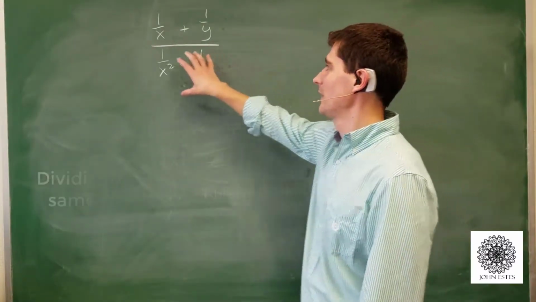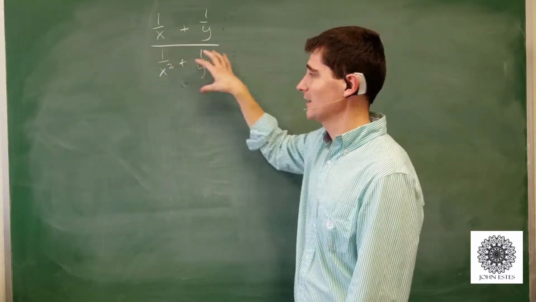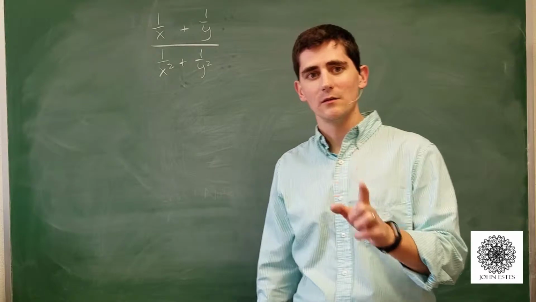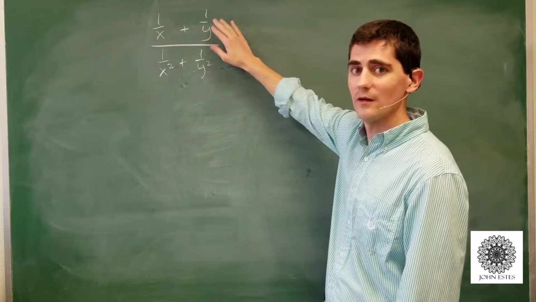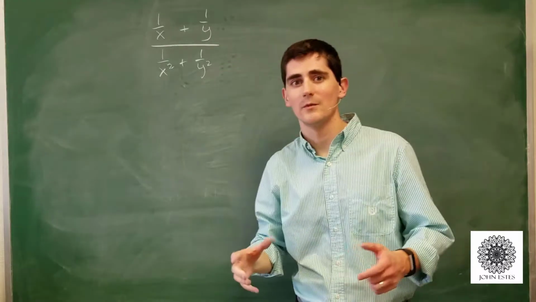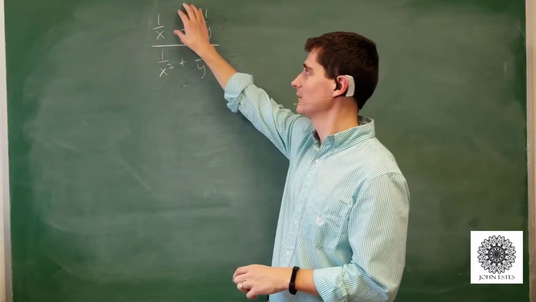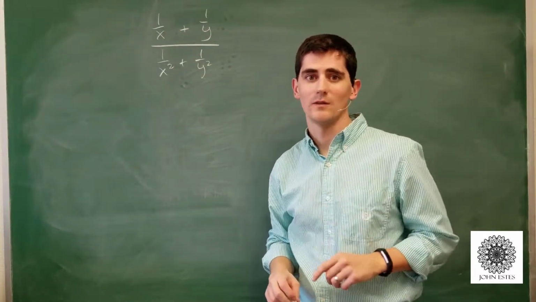And remember, dividing by a fraction is the same as multiplying by its reciprocal, but this is not together as one fraction, so I can't do that yet. But that is a clue to what we should do. Maybe I should get a common denominator in my numerator and in my denominator, so I can bring those together, and then I'd have simply one fraction divided by another fraction. That's the strategy we want to apply.